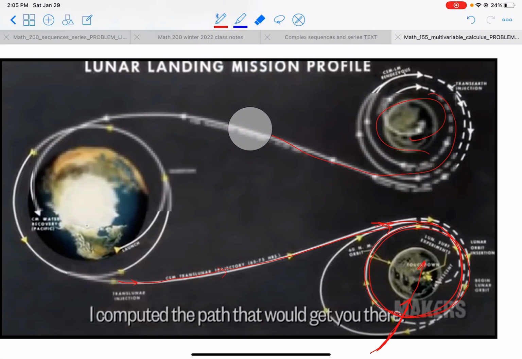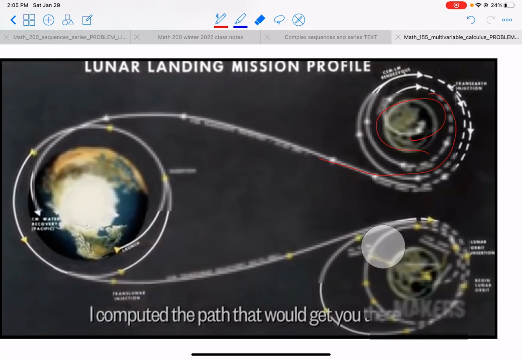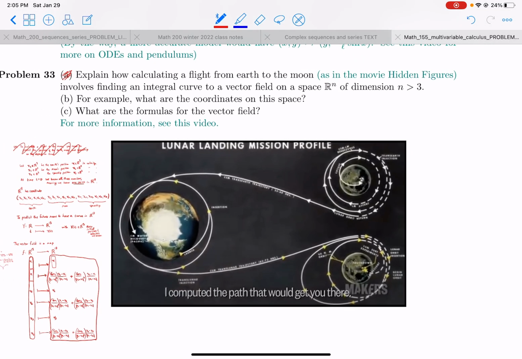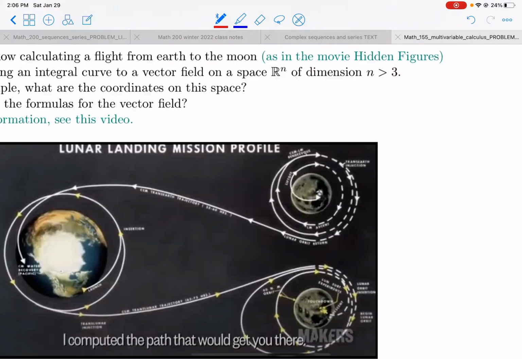So basically, what is required to actually compute this? Well, we have to determine when to fire the rockets. And the way we determine that is by looking at this trajectory and seeing that it will match up with where the moon is coming from and where the Earth is going, etc. And so I'm going to stop talking now. That's the setup. And so this is a differential equation.